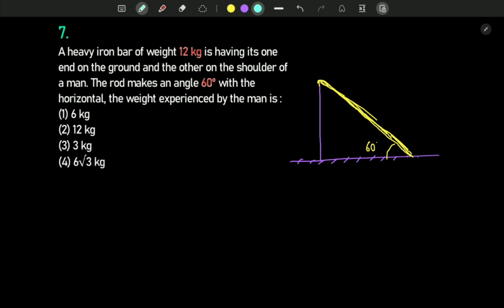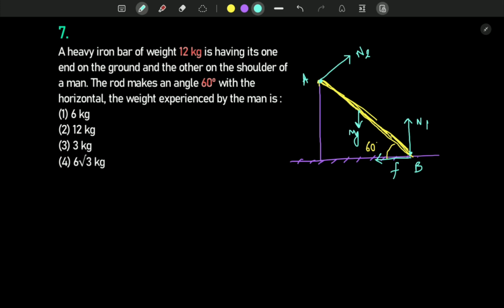Now let us try to draw the FBDs. So here will be a normal N1, and it is resting on the shoulder of the man, so the normal in this direction is N2. Mg is acting downwards, and frictional force is acting backwards, F friction. Let this be point A and this be point B.